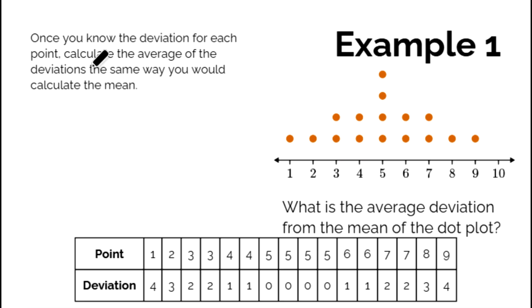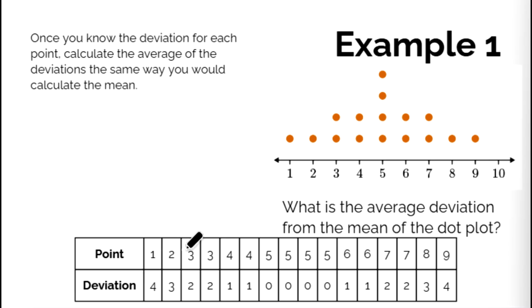So once you know the deviation for each point, you're going to calculate the average of the deviations the same way you would calculate the mean. So we're going to add all of these deviations together and then divide them by how many we have. I'm going to bust out my calculator. We have 4 plus 3 plus 2 plus 2 plus 1 plus 1. We can skip all of these zeros because they're not going to change anything. Plus 1 plus 1 plus 2 plus 2 plus 3 plus 4.